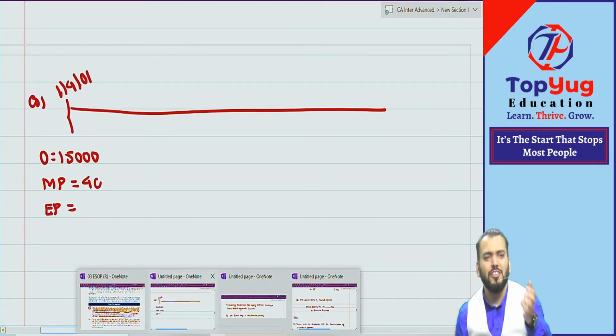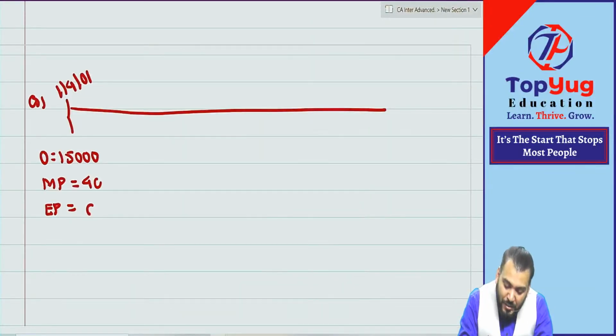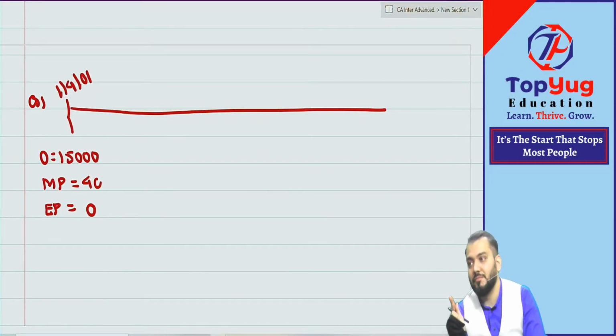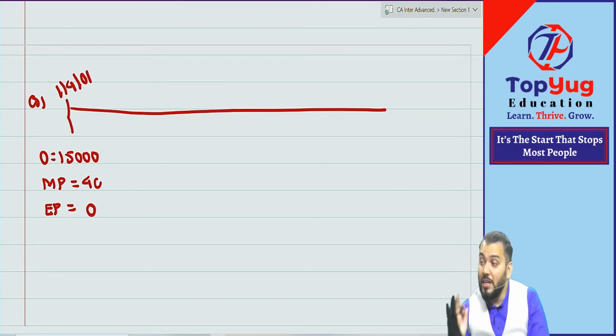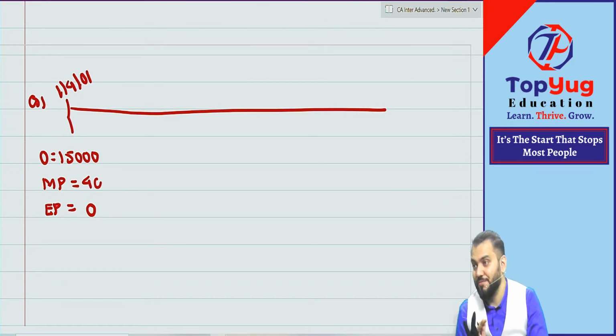Zero, because you are thinking from the employee's point of view. It can also be equal to market price, as I already said. But from the emotions of this chapter, it should be lower, so the best answer is zero. Whenever nothing is given, we assume the exercise price is zero. This is the best assumption if the question is silent. You can also assume it is equal to market price, but that is not the best assumption, and I will not give marks for it.